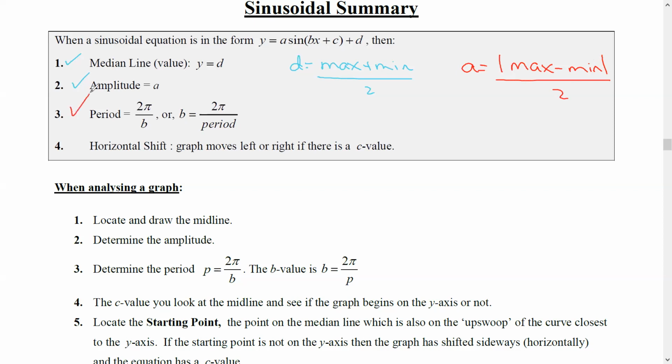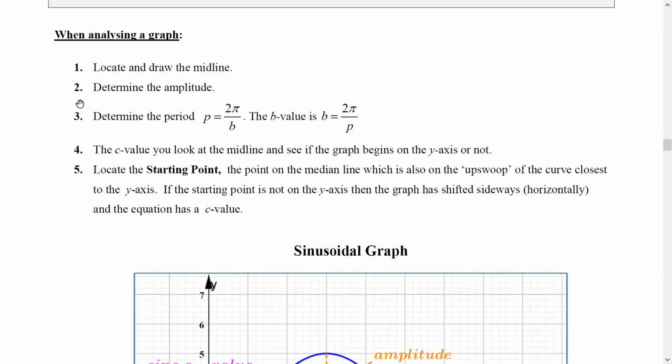Okay, period relates to the B value, but they're not the same. I can reverse the formula if I had to find the B value. And then I find the C value, the horizontal shift, if it moves left or right. So here are my tips for analyzing a graph. Draw the midline first. I've been begging you to do that all day. Amplitude, then find the period, then find the C value.